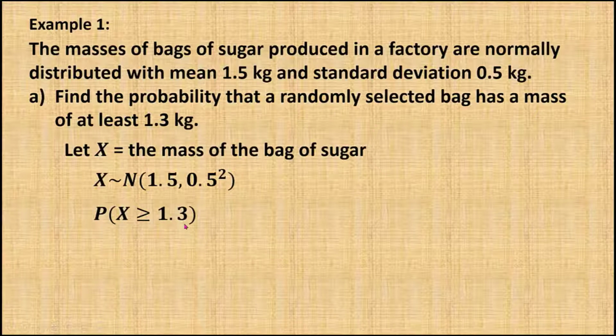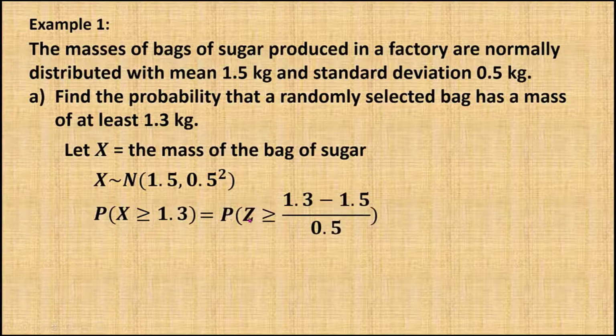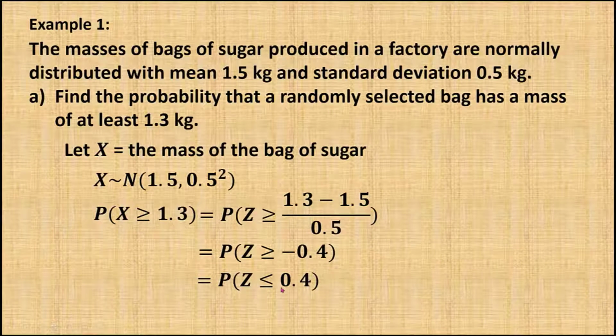And then we are going to change X into a Z score: 1.3 minus the mean, divided by the standard deviation. After simplifying, we find that Z is greater than negative 0.4. Since negative 0.4 is not in the standard normal table, we change to Z less than 0.4. Then from the table, we find that the probability is 0.6554.